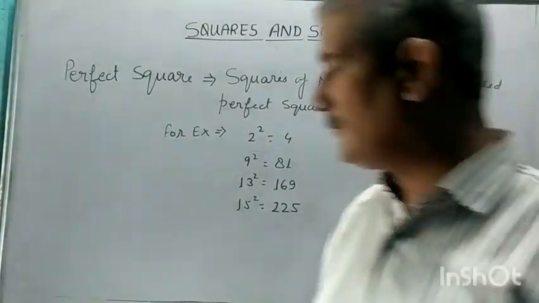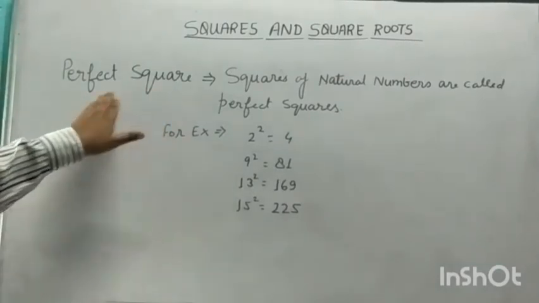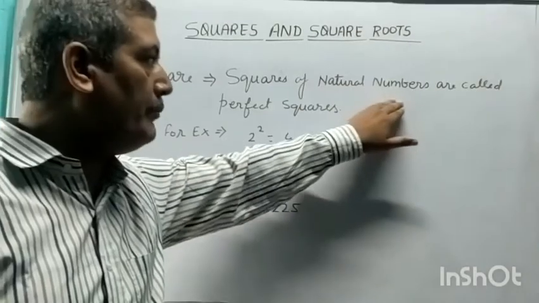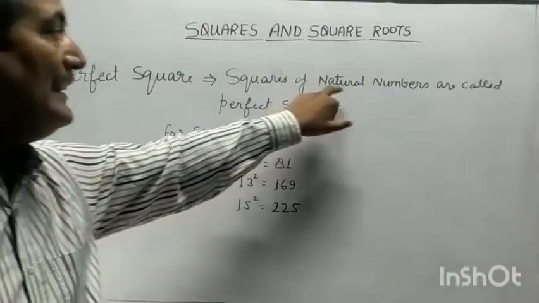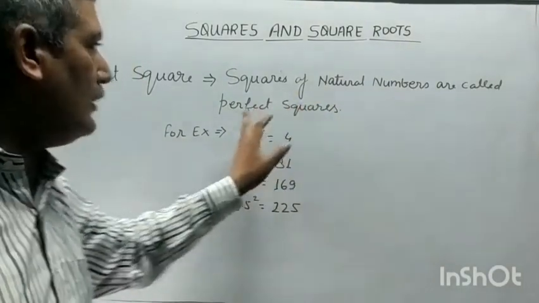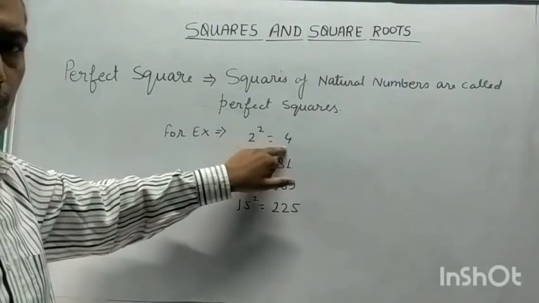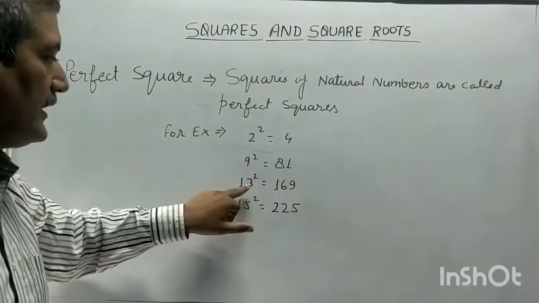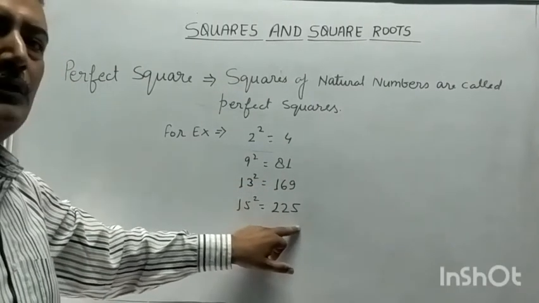The second definition is perfect square. What is a perfect square? The squares of natural numbers are called perfect squares. For example, the square of 2 is 4, the square of 9 is 81, the square of 13 is 169, and the square of 15 is 225.